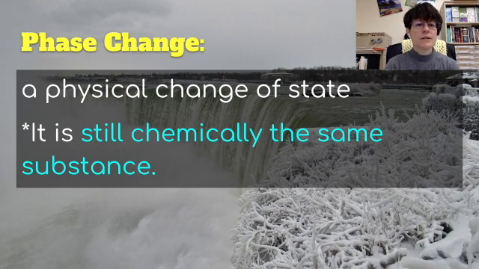So some phase changes, which is a physical change of state, are as follows. Now remember, when we have a phase change, it is still chemically the same substance. Okay, we're not changing the substance. You still have water, H2O, even though that one's kind of tricky because we have different names for the different types of water. You still have the same substance.